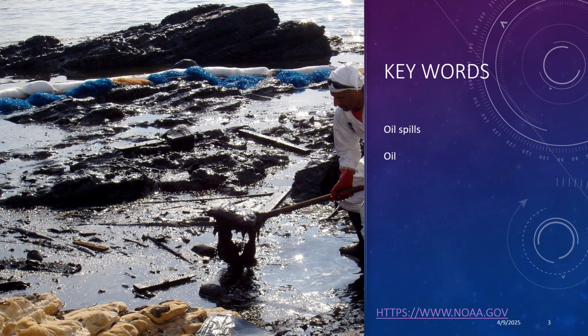Words for this are going to be oil spills and oil. Oil is a viscous liquid derived from petroleum, especially for the use of lubricant and/or fuel. Oil spills is the accidental release of liquid petroleum or hydrocarbons into the environment, often into marine areas. These are both defined by NOAA.gov, which is a governmental organization, so it's known to be true, and the Oxford Dictionary.